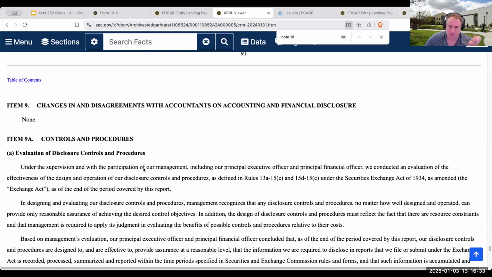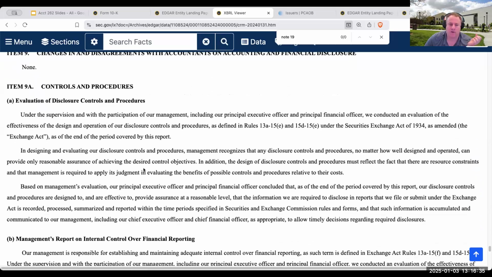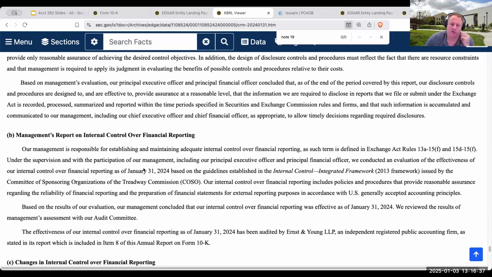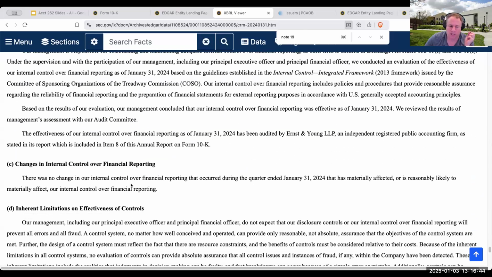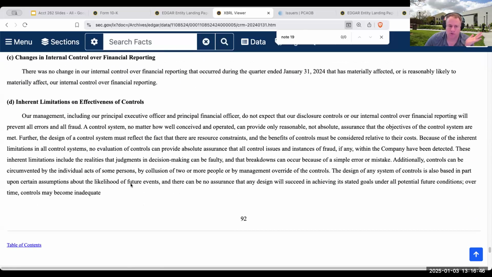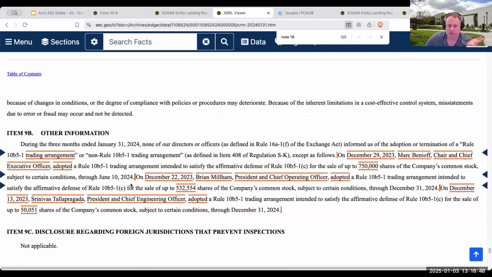Controls and procedures, right? Over here, it talks about management's report on financial reporting. As we talked about earlier, this is going off to the audit committee, changes in internal controls, inherent limitations.